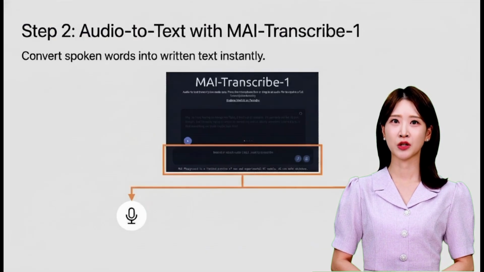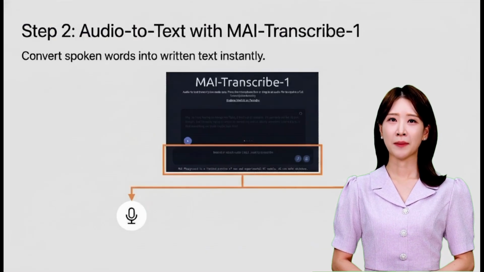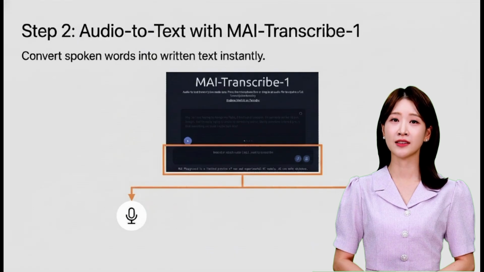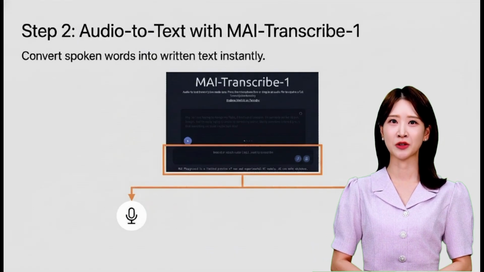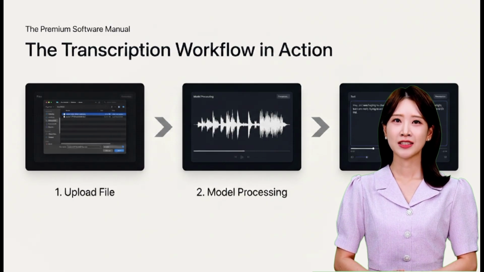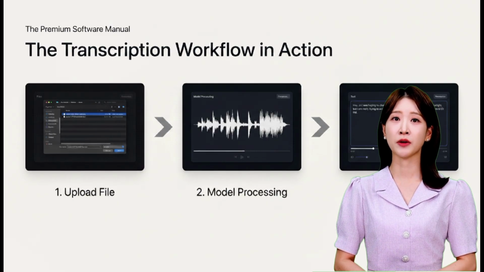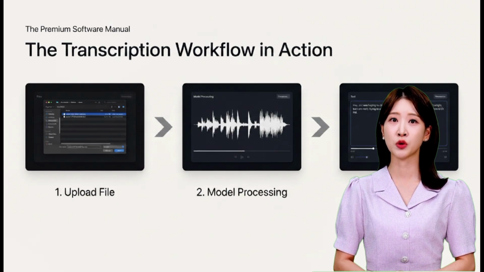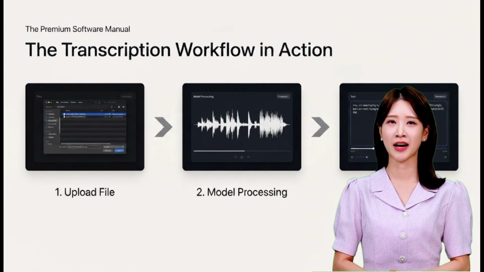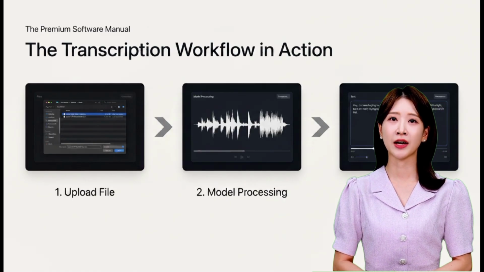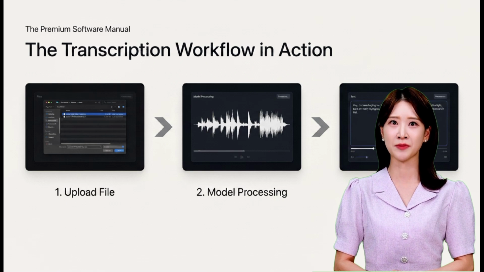Moving on to step 2, transcribing audio with MAI Transcribe One. This tool instantly converts spoken words into written text. First, go to the MAI Transcribe One section. You have two ways to input audio. You can either click the microphone icon to record live audio, or drag and drop an audio file in MP3 or WAV format. Once uploaded, the system will immediately generate a full transcription.